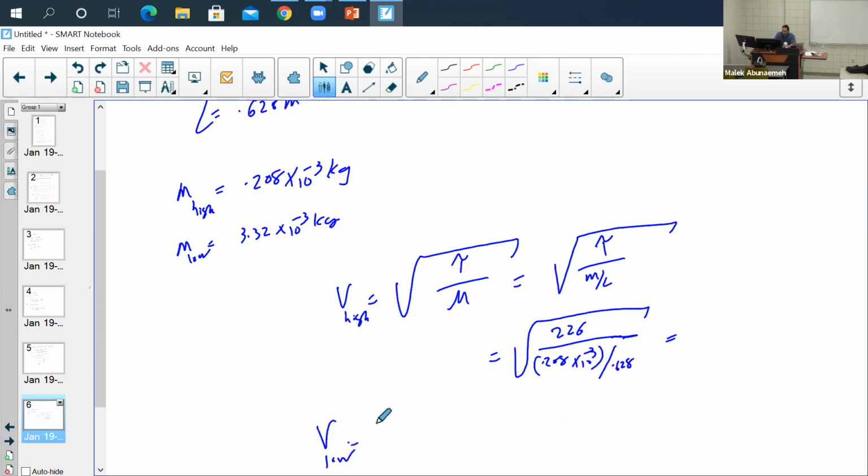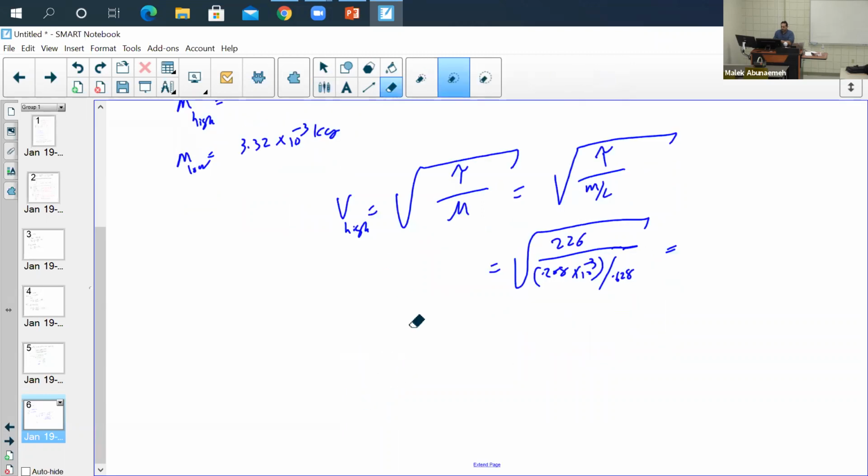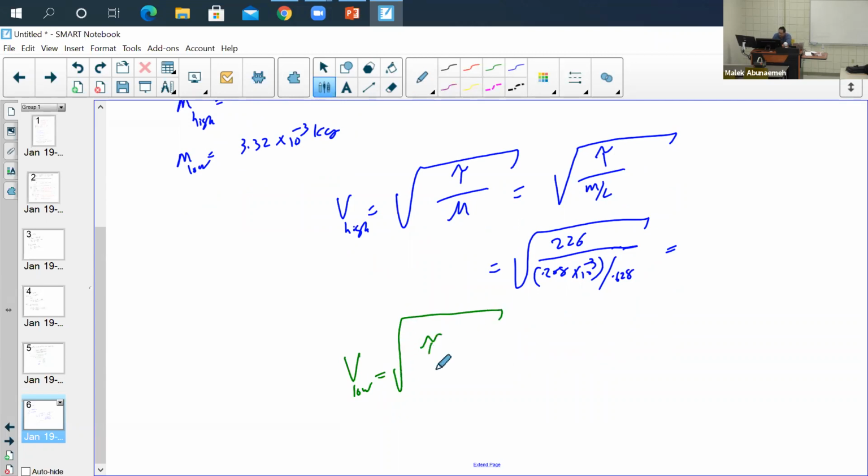And your V low, again, your tension over your mu. Let me get a different color for that one, that way we can distinguish between them. Actually, let me just rewrite this whole thing. And in green, V low is going to equal, again, the square root of your tension over your mu, which is 226 divided by 3.32 times 10 to the negative 3 divided by 0.628. Let me plug in the first one.